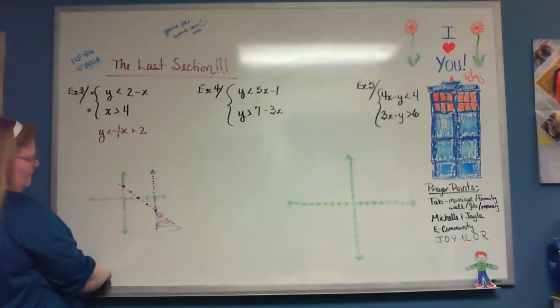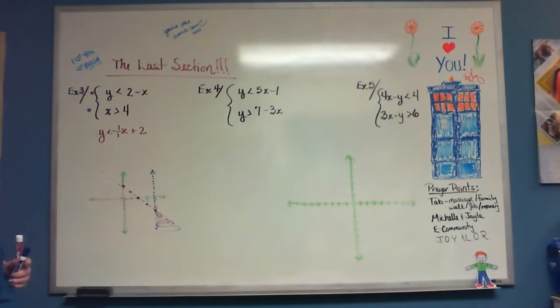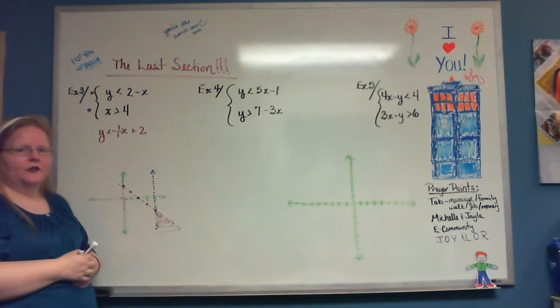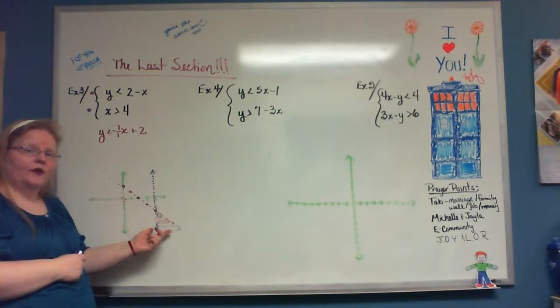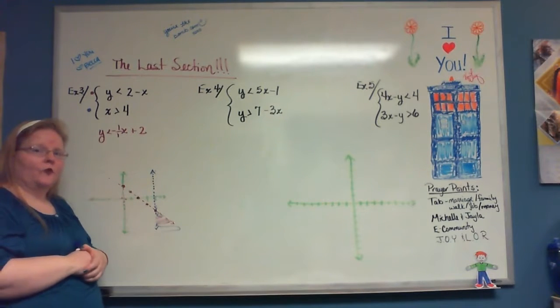So that's the answer in there. Now you don't want to draw a line around that or anything to show that that's the answer, because these are supposed to be dashed lines anyway. So just leaving that as the shaded part is enough to say that's the answer for this system of inequalities.